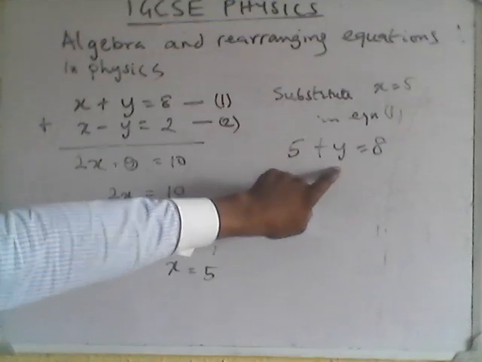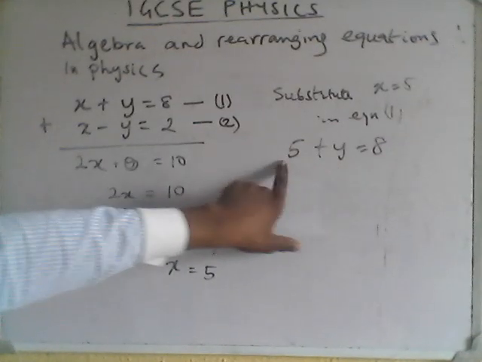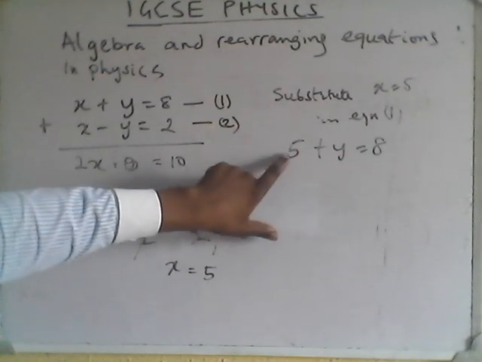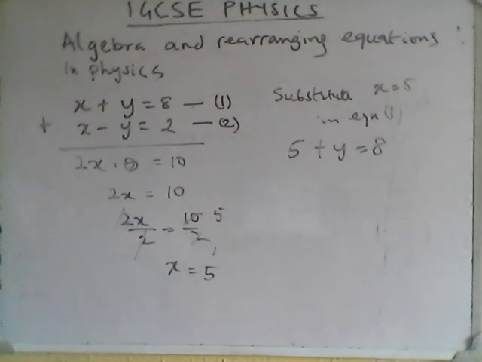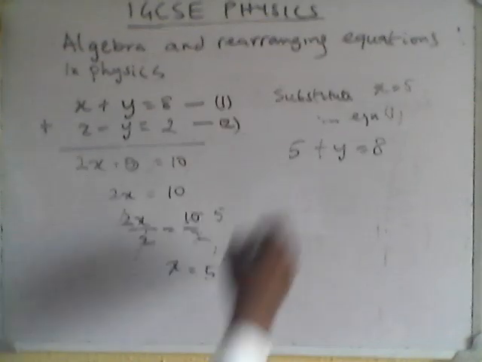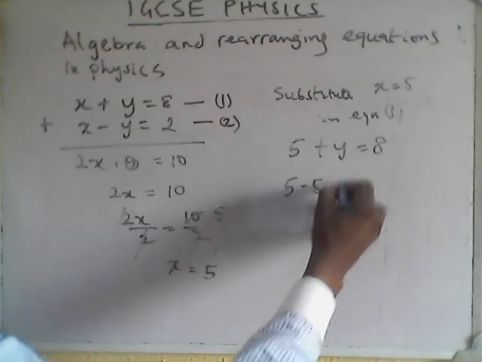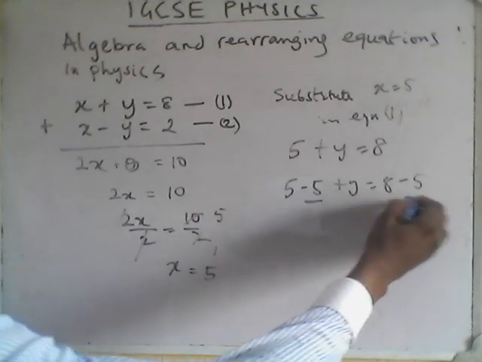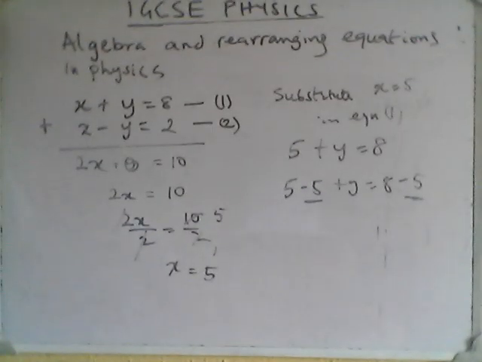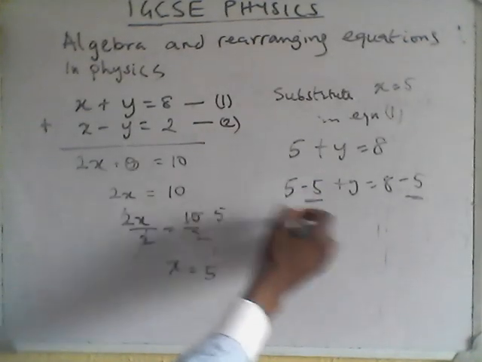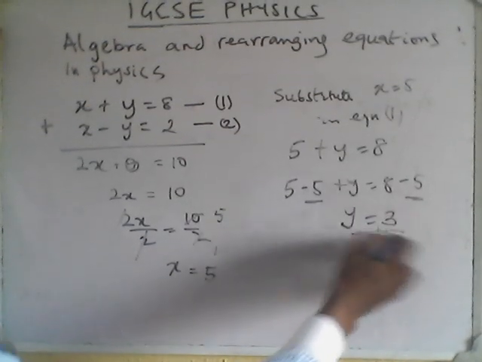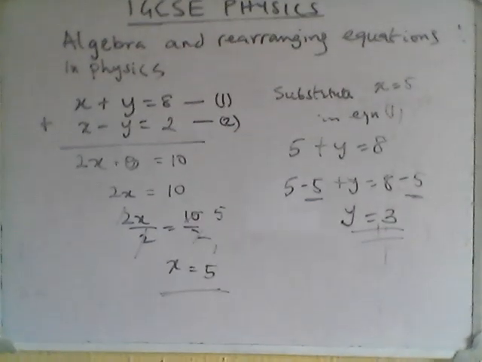Again, I want to make y the subject of the formula. So I have to look for something to do to this 5 to remove it from here. Because 5 is attached to a plus, I will use minus, the inverse operation. So I will say 5 minus 5 plus y is equal to 8 minus 5. I am subtracting 5 from both sides. So this one becomes 0, and what I have here is y is equal to 8 minus 5, which is 3. So this is simple. I've gotten x as 5 and y as 3.